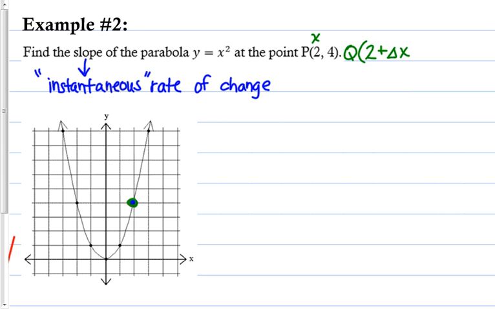Now, this is my new x. I need a y. In order to get y, you always take your x and you plug it in. Okay, so I'm going to plug in 2 plus delta x into my function, my equation, over here. So when I plug in 2 plus delta x into my equation, I get 2 plus delta x squared.